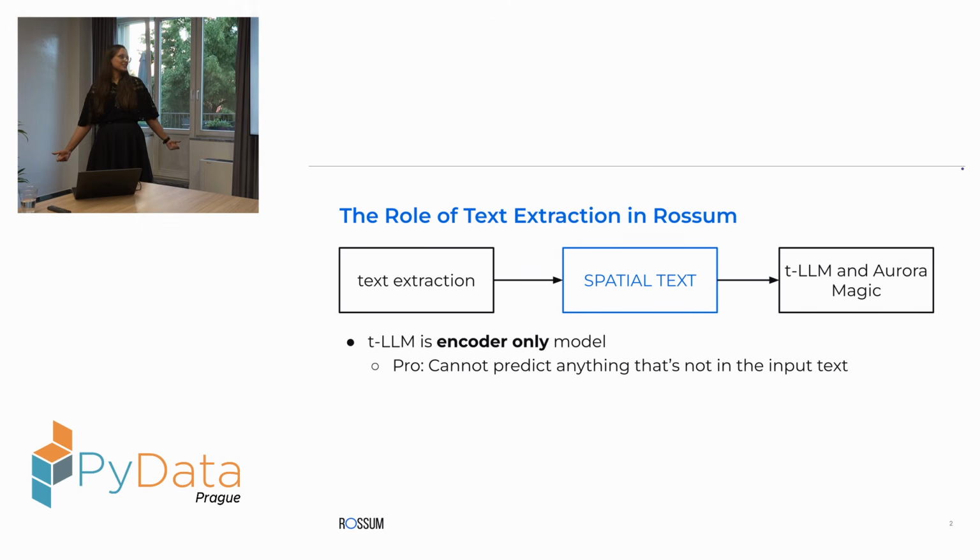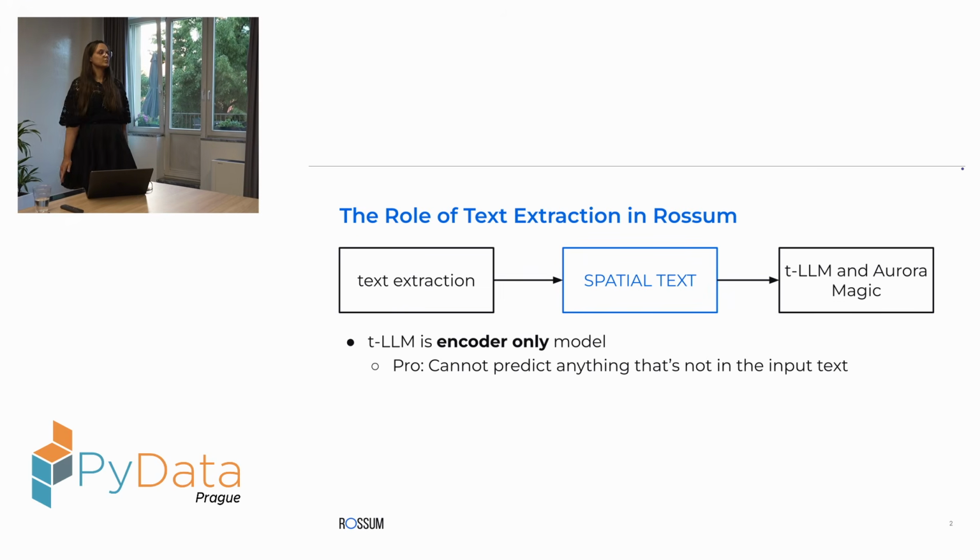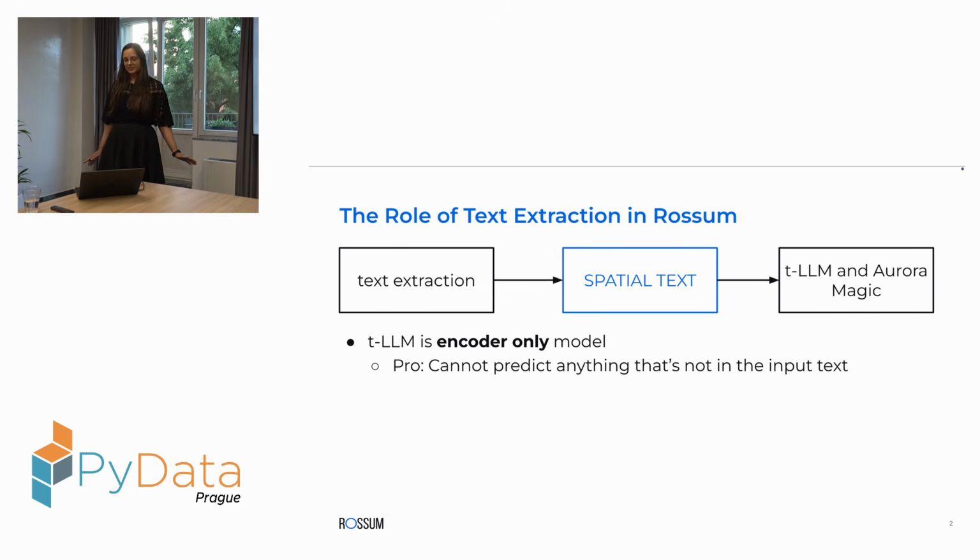How it works, first we read the text, then we create something we call spatial text, which is a data structure capturing all words and their positions on the page. And that is then the input into that transformer model, and that's where all of the Aurora magic happens.